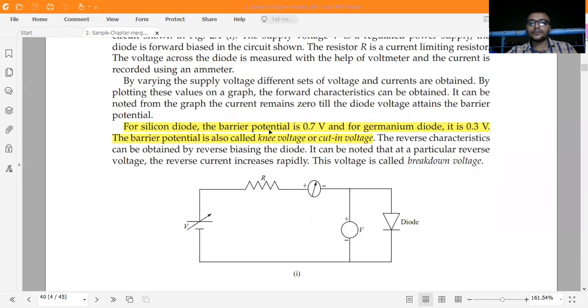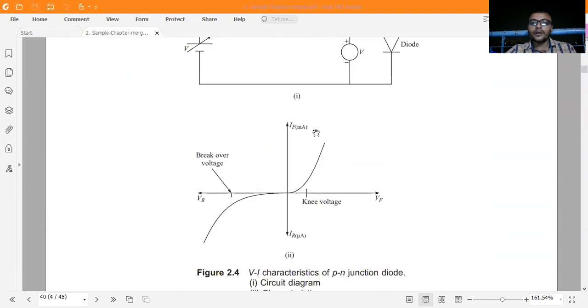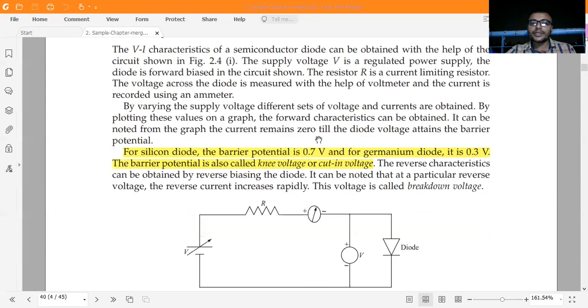What is the knee voltage? What is the knee voltage for germanium and silicon? If you look at the silicon diode, the knee potential is around 0.7 volt, and for germanium, it is around 0.3 volt. These are some basic concepts.